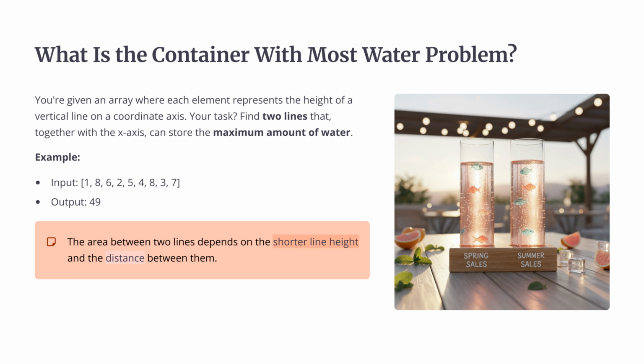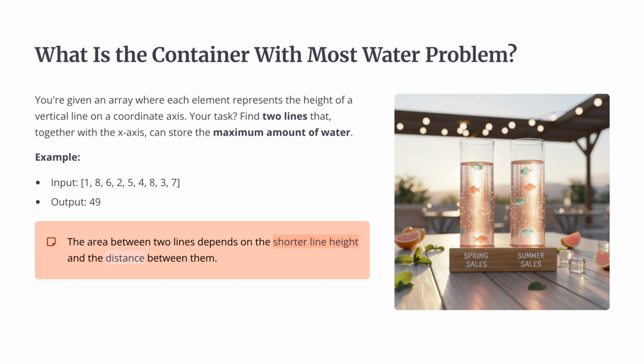Let's first understand what the problem is asking for in simple terms. You are given an array where each element represents the height of a vertical line drawn on an x-axis. Your goal is to find two lines that, together with the x-axis, can hold the maximum amount of water. Here's an example. Imagine an array with the numbers 1, 8, 6, 2, 5, 4, 8, 3, and 7. The correct answer is 49.